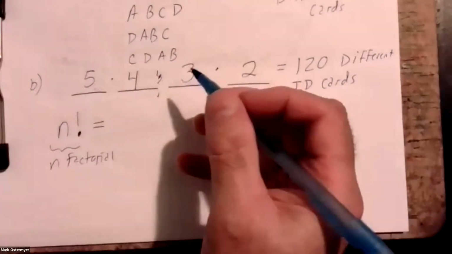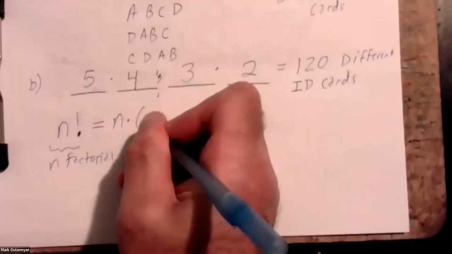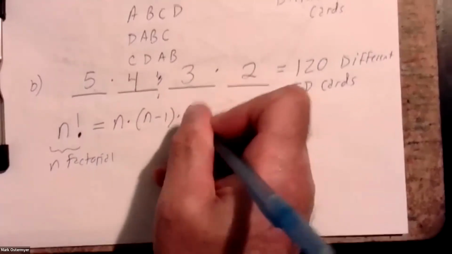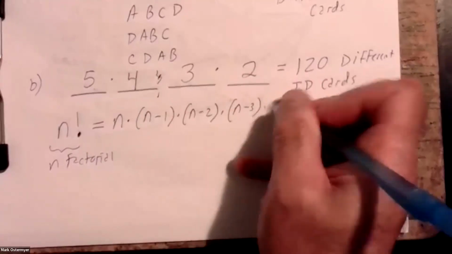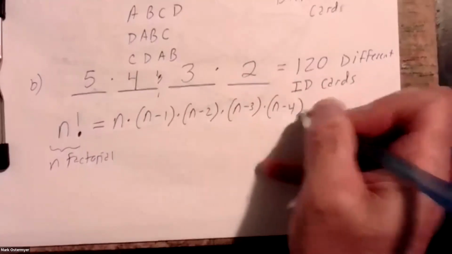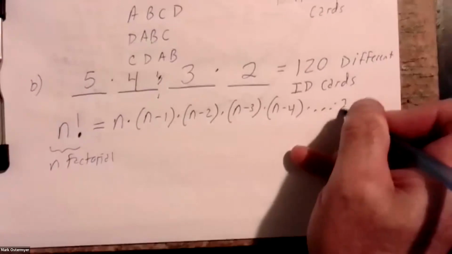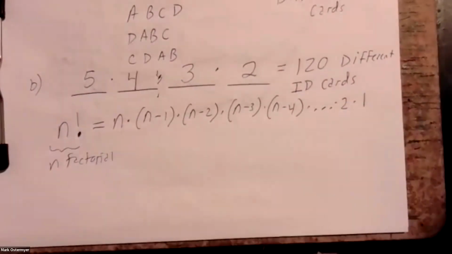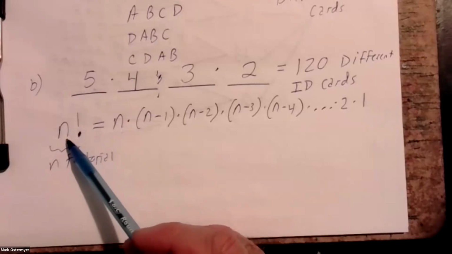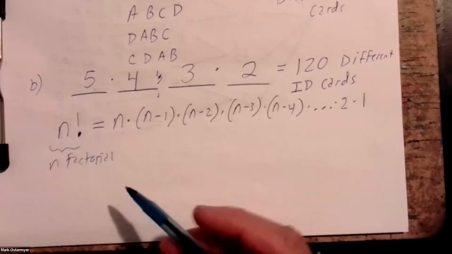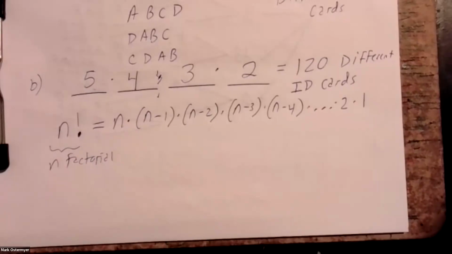n factorial by definition is equal to n times n minus 1 times n minus 2 times n minus 3 times n minus 4 times ... times 2 times 1. That's the definition of n factorial, where n, for our cases, is going to be some sort of an integer. All right, so let's go look at some examples of how this factorial plays out here.